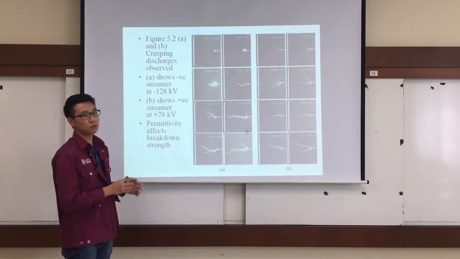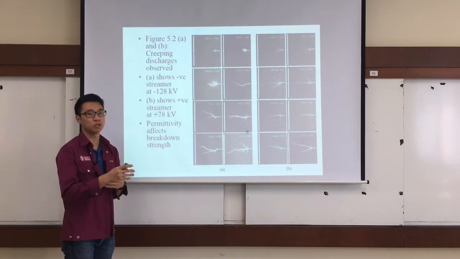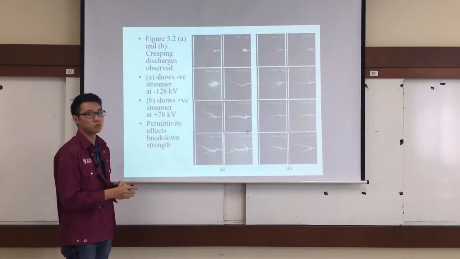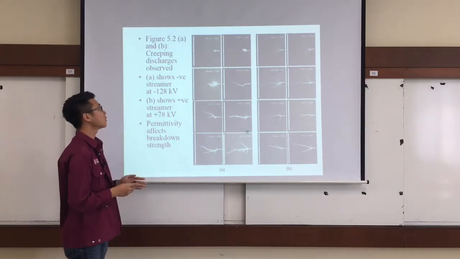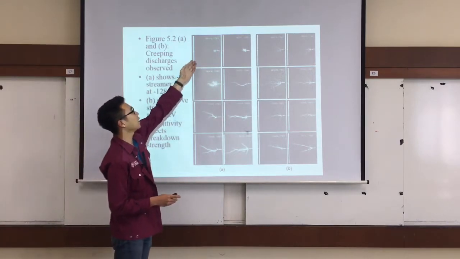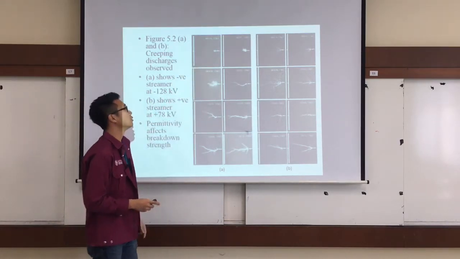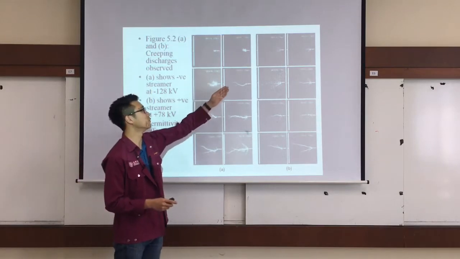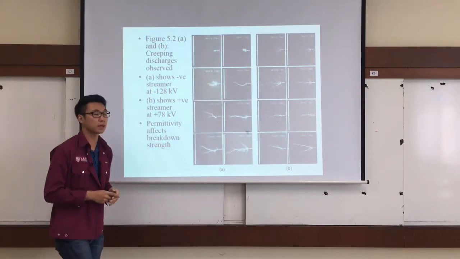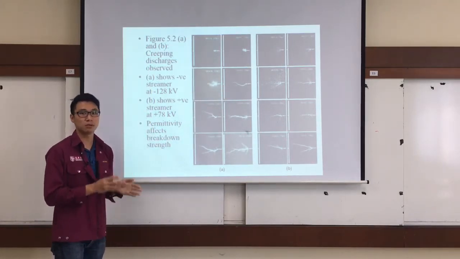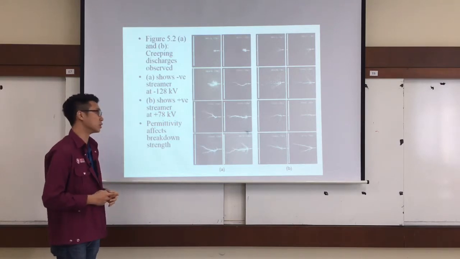So we know that vegetable oils have a higher permittivity, about 3.2, compared to mineral oils, which only have 2.2. Because of that, we can compare and see that the streamer propagation of mineral oil is shorter compared to vegetable oil. So we can conclude that in the lightning impulse test, mineral oils perform better than vegetable oils.